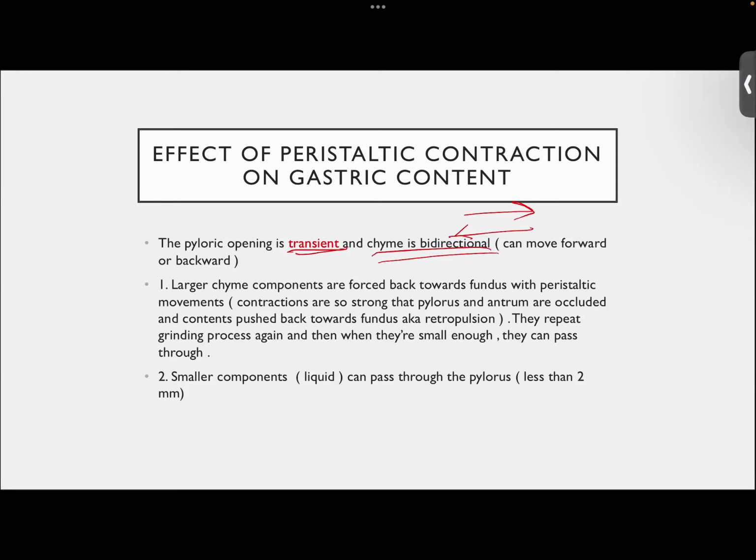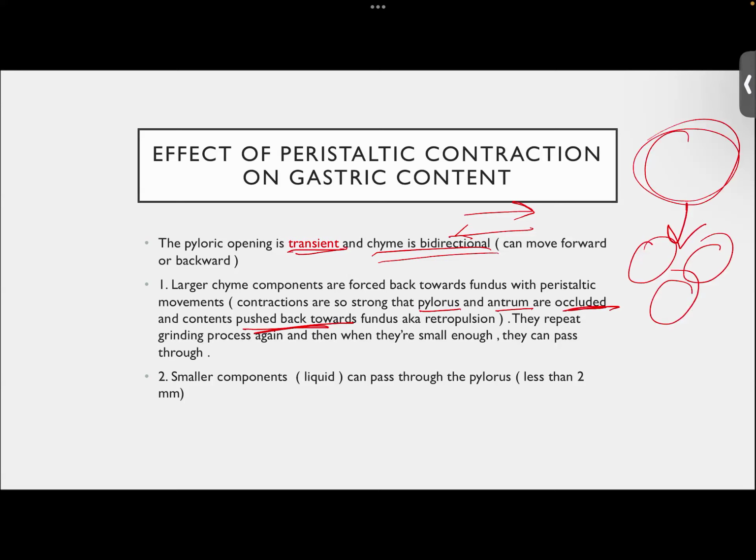So the large chyme components are forced back towards the fundus with peristaltic movements. The contractions are so strong that the pylorus and antrum are occluded, they close, and the contents are pushed backwards towards the fundus. So let's say we have this food, right? And it's broken down into these pieces. These pieces try to cross the pylorus and go into the duodenum, but they're too big.